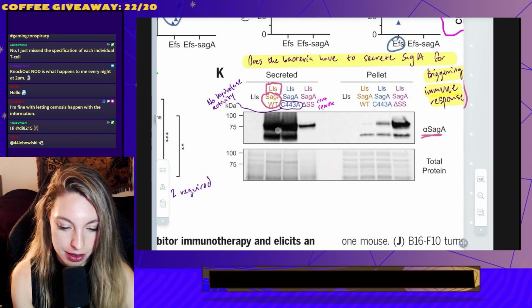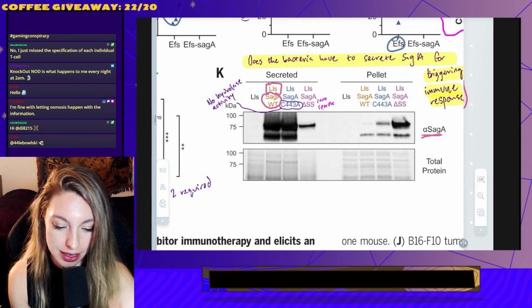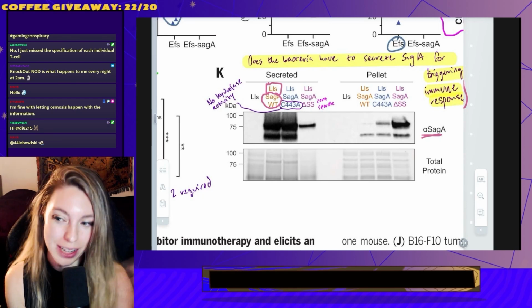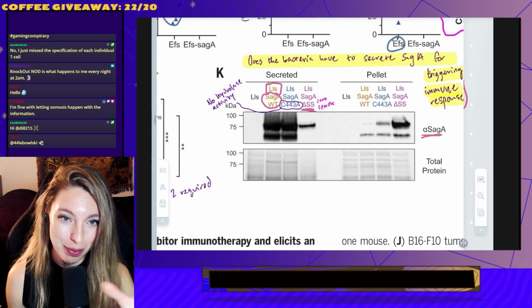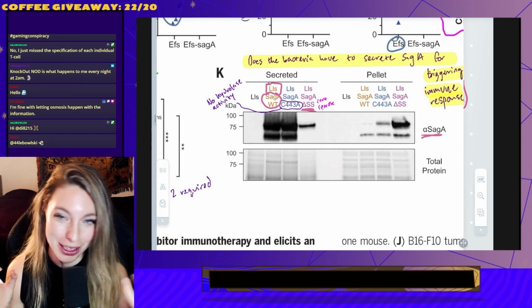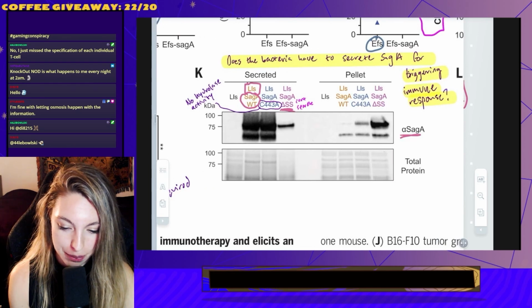And they see, okay, there's SagA that's secreted. That's awesome. Then they make a SagA mutant called C44-3A, and this means that it has no more cleaving activity. So this is a non-functional, kind of like a dud. And then they make a SagA that can't be secreted. So this SagA, you could imagine that it's just stuck in the bacteria. So it can't be excreted out into the world.